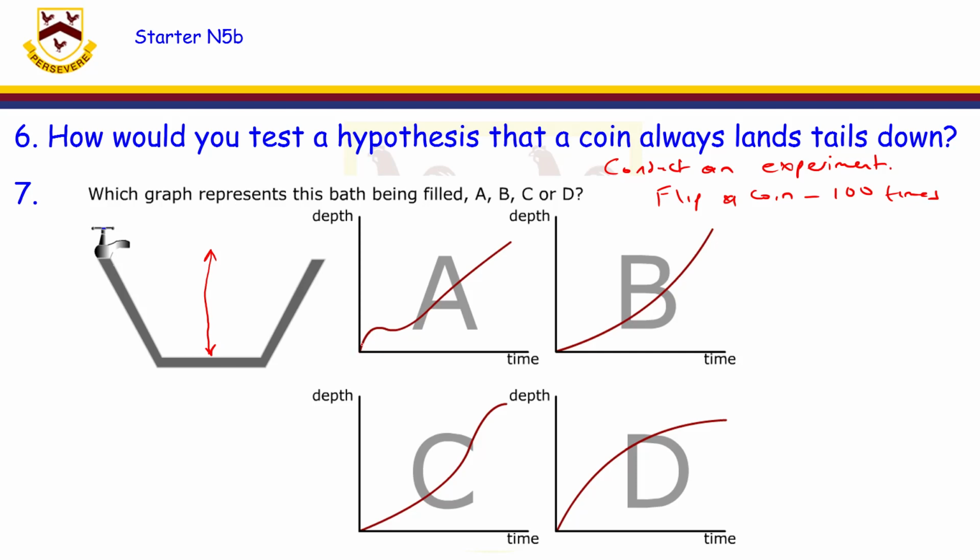This one goes fast, then slows down and then speeds up again. This one goes slow to fast. This one goes slow and then speeds up. And this one, it goes slower and slower and slower. We're looking at the gradient, sorry. Looking at the gradient of each slope as it goes along. If we look at the bath, it gets wider and wider. If the rate of flow into the bath is the same, it will fill up faster at the bottom and it'll slow down as it goes along. So our answer is going to be D.